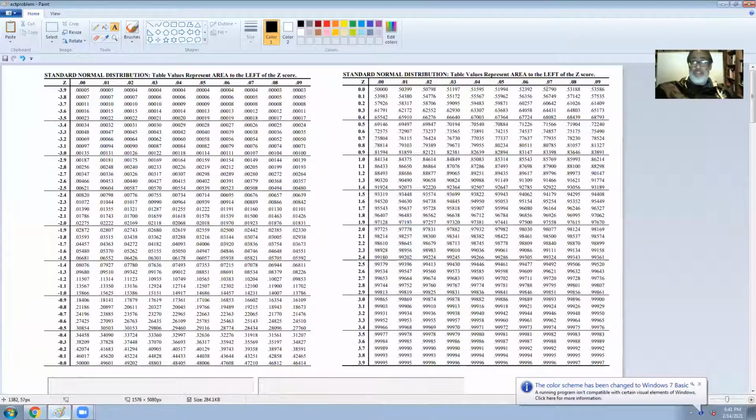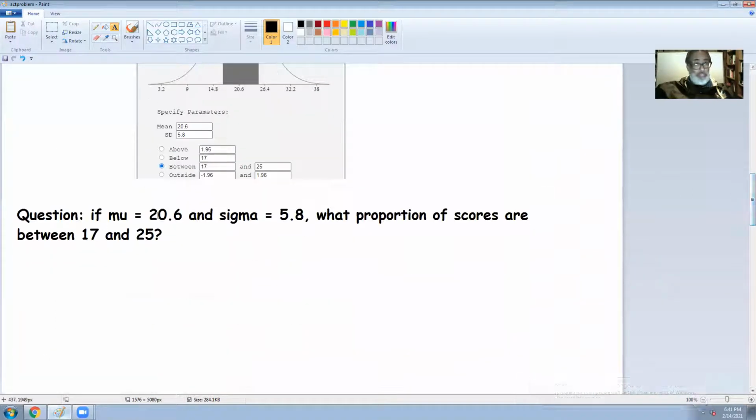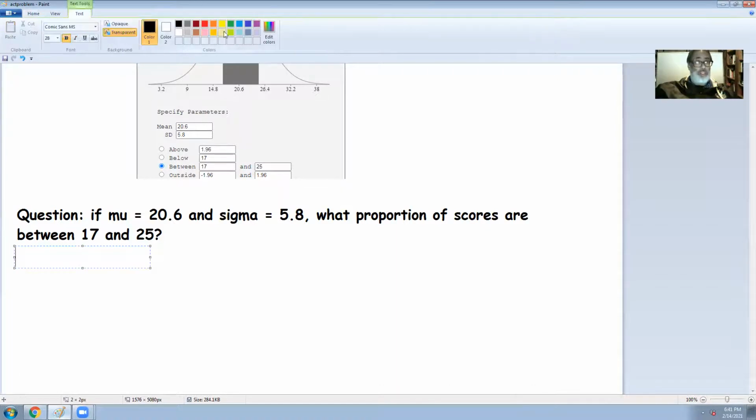And here is what we want to do. First of all, there's our problem. If mu is 20.6 and sigma is 5.8, what proportion of the scores are between 17 and 25? We'll work on the solution right here, and I'll put the solution in a different color. So, solution. The first thing we want to do is convert to our standard normal. I'm going to use the standard normal tables. You can also use software, like the software I used to make the diagrams above.